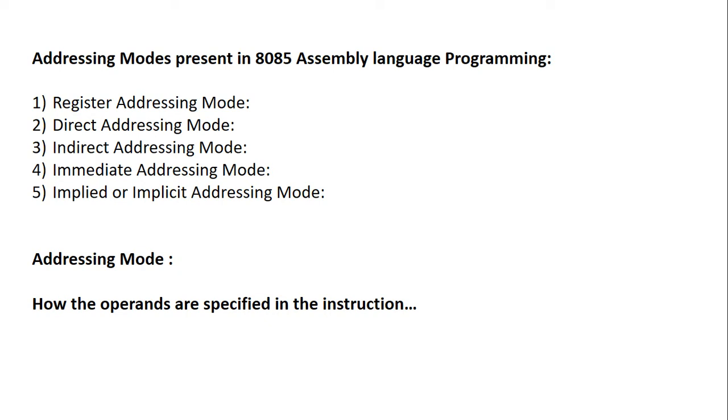That means the address is in the HL pair and we denote it by M, that is memory. The fourth one is immediate addressing mode. Data is immediately coming in the instruction, so that is the immediate addressing mode. And the last one is implied or implicit addressing mode, where the operands are absent, or you can say the operands are not present in the instruction.